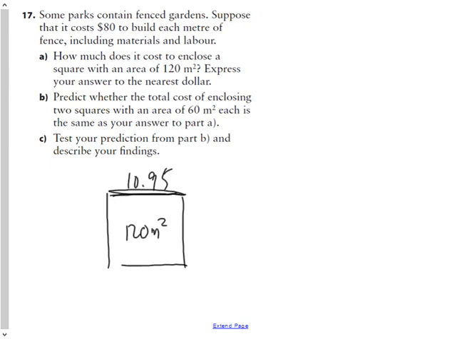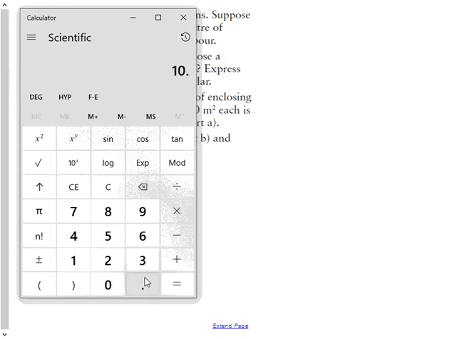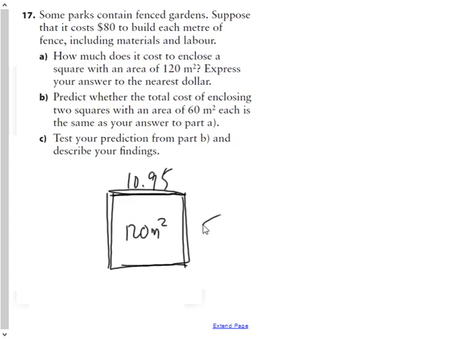How much is it going to cost to do all 4 sides of this fence? So we really need to know what the perimeter is. The perimeter of this garden will be 10.95, and since there are 4 sides, multiplied by 4, the perimeter around the outside of this garden is 43.8 meters around. 10.95 plus 10.95 plus 10.95 plus 10.95, right?